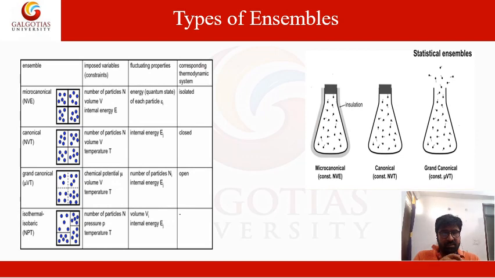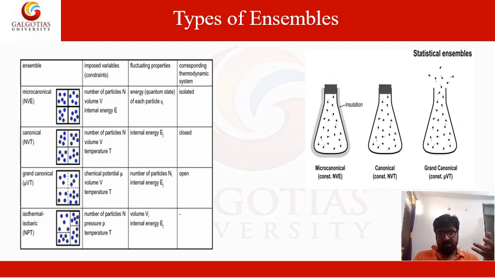So ensembles have been categorized into four different types: microcanonical ensemble, canonical ensemble, grand canonical ensemble, and isothermal-isobaric ensemble. In the microcanonical ensemble, the system is totally isolated, and even energy fluctuation is not allowed. It's a very hypothetical system, and in real practice it never occurs. In real practice it is impossible, but it's a very hypothetical system.